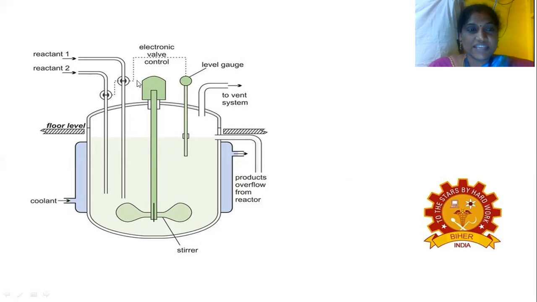Continuously the feed is added to the reactor, and continuously the products are taken out of the reactor. In the batch reactor, it was a closed system where once the feed is given, the product is taken only at the end of the process. Whereas in the continuous stirred tank reactor, we add the feed then and there. That is called a continuous stirred tank reactor.